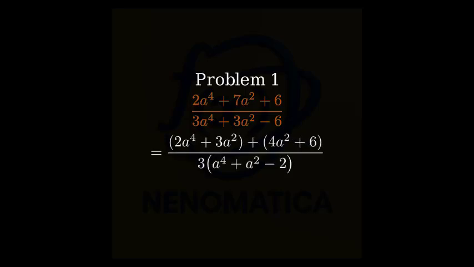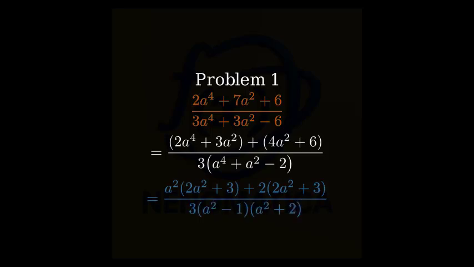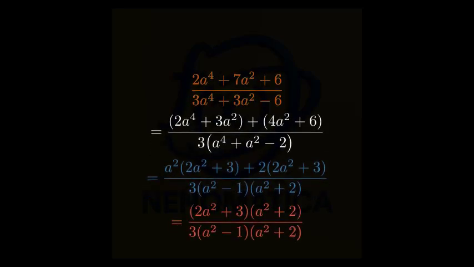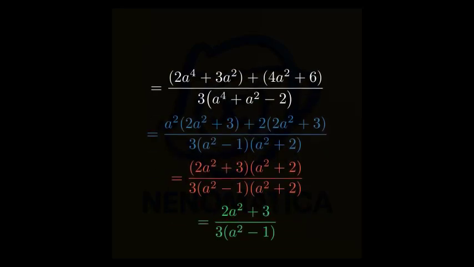Problem 1. We start with the fraction 2a to the fourth plus 7a squared plus 6 over 3a to the fourth plus 3a squared minus 6. Step 1. Group terms in the numerator and in the denominator. Step 2. Factor each group. Step 3. Factor out the common binomial. Now, cancel the common factor a squared plus 2 and write the simplified result.